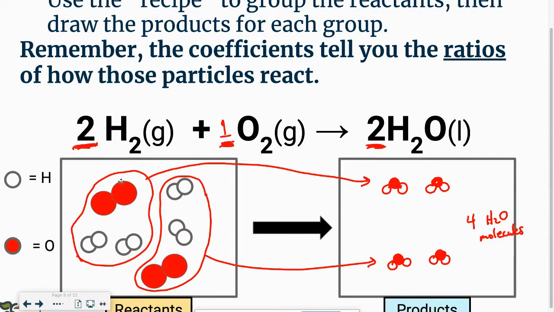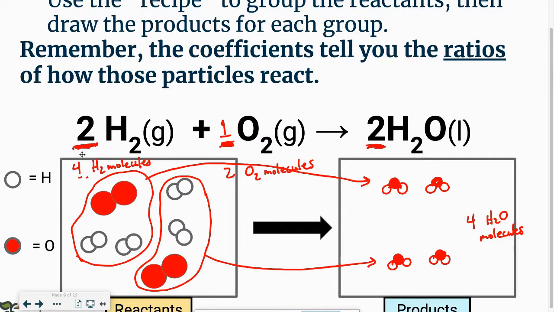Okay, and over here we can see that we have 4 H2 molecules, and we have 2 O2 molecules. So 4 H2 molecules with 2 O2 molecules will give us 4 H2O molecules. And notice the ratio between the H2 and the H2O is the same. The ratio between 4 H2 to 2 O2, that's still 2 to 1, right? It's still a 2 to 1 ratio. It's just doubled. It's now 4 to 2, right?